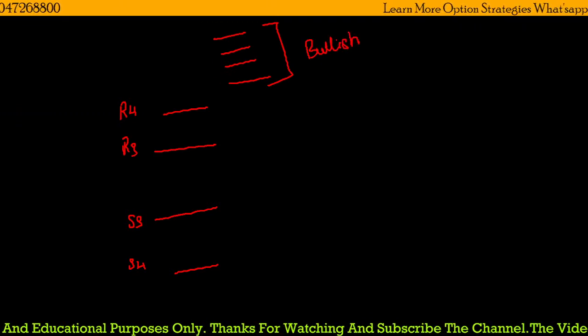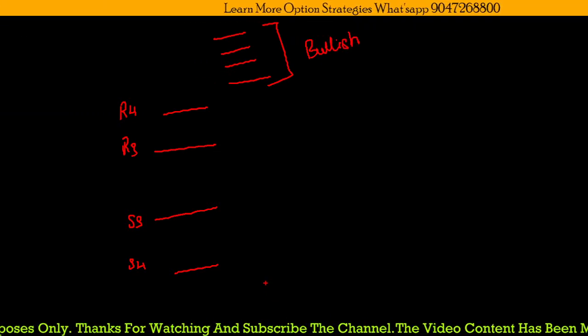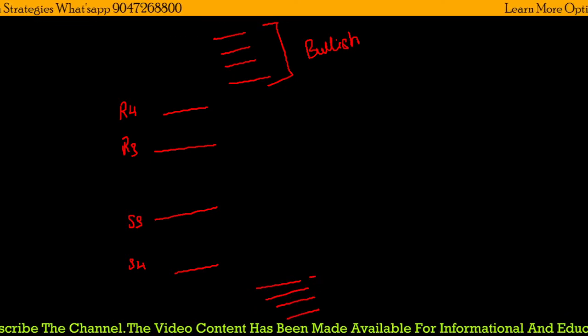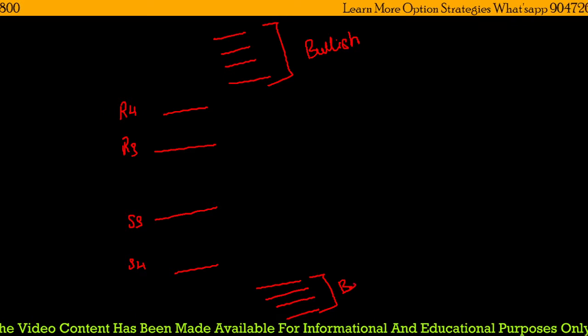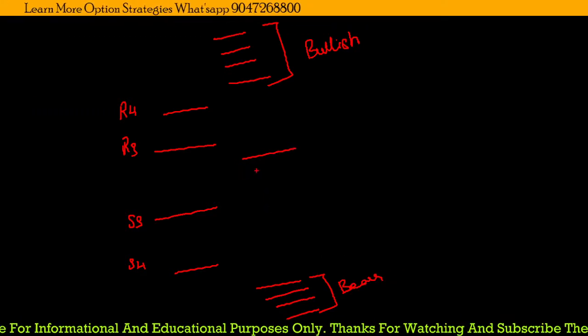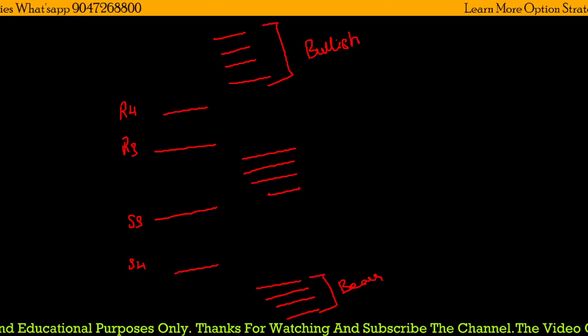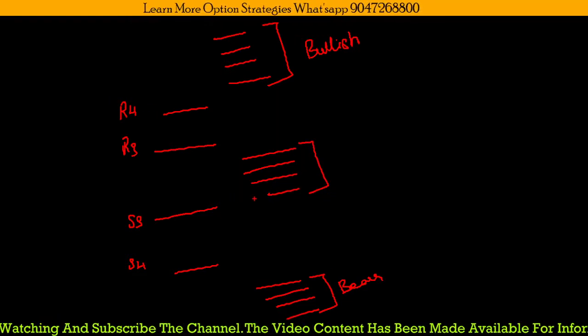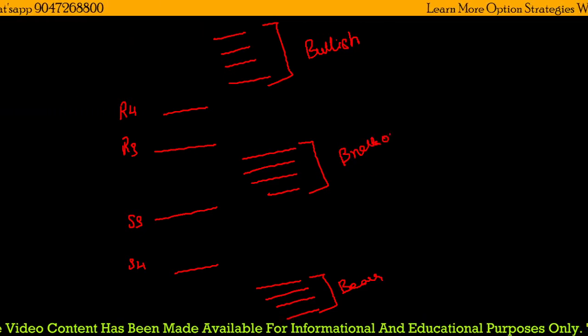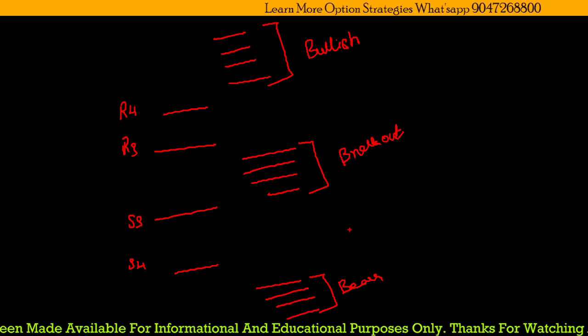Second, where the Camarilla levels are completely down from yesterday's level, we are going to focus on a bearish kind of trade. Another case is a stock which is inside, between the Camarilla levels, today's Camarilla compared to the previous day, so we can focus on a breakout kind of trade. This is our trading.